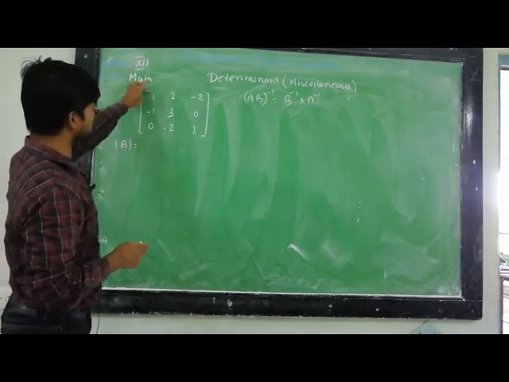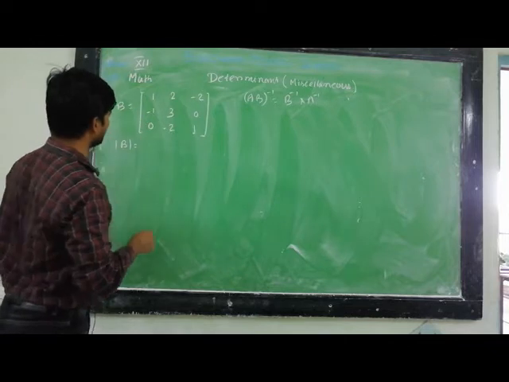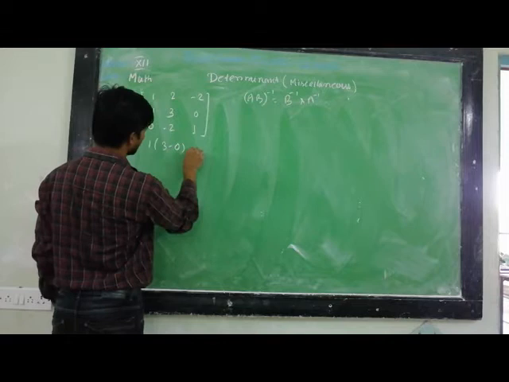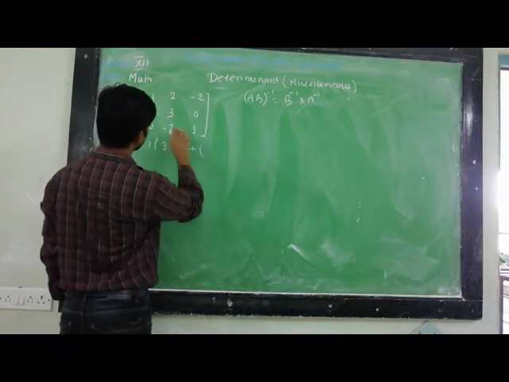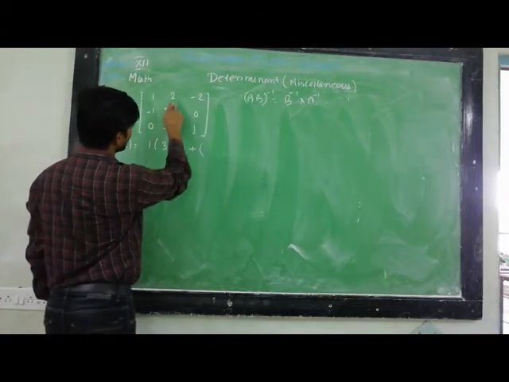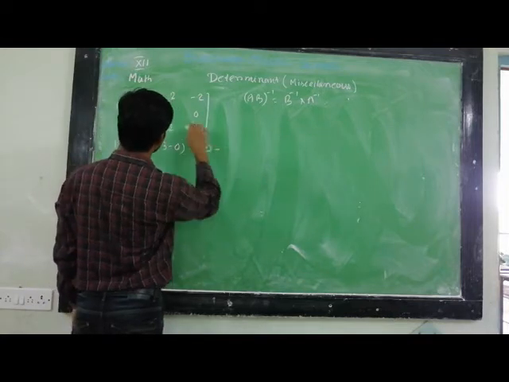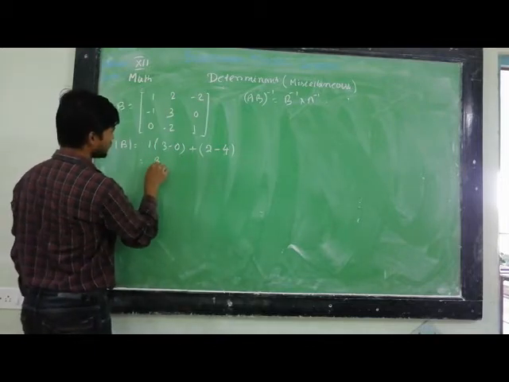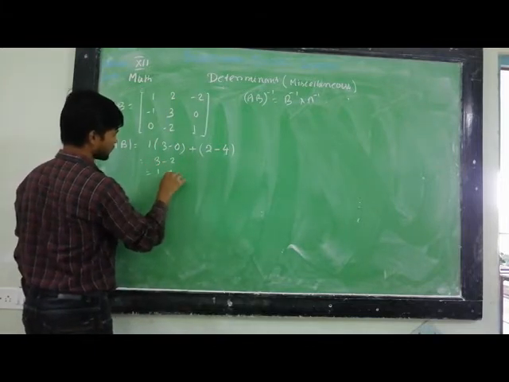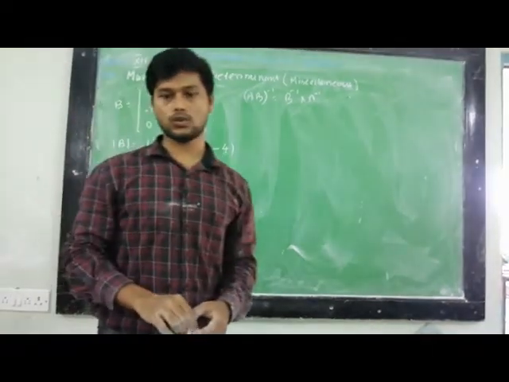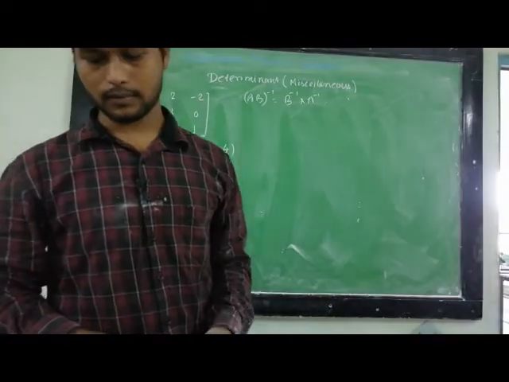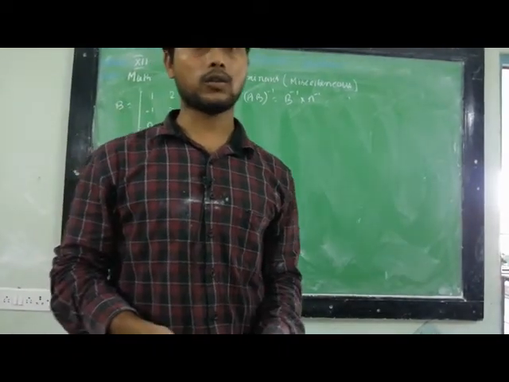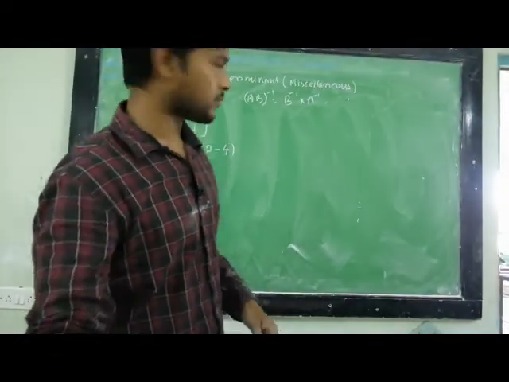Now if we expand the determinant along the first column, we get 1 into (3 minus 0) minus of minus 1 into (2 minus of 2 into 4), that is 3 minus 2, which is equal to 1, which is not equal to 0. So mod of B is equal to 1. That means B is a non-singular matrix.